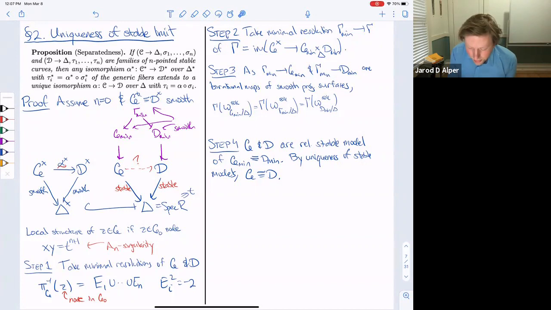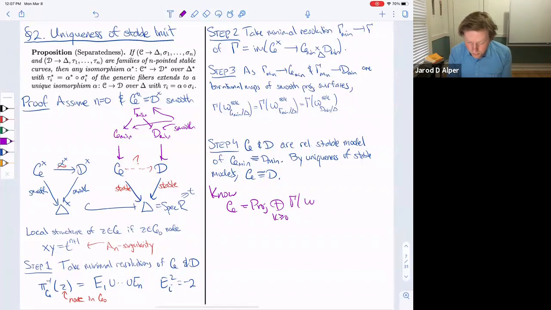Proceeding this way, since we know these are all equal, and these essentially define the relative stable model, moving to step 4, C and D are in fact the relative stable models of C min and D min, which are isomorphic. Namely, we know that C is the Proj of the sections of the relative dualizing sheaf. And we also know the same is true for D.